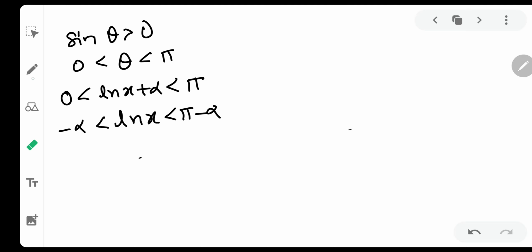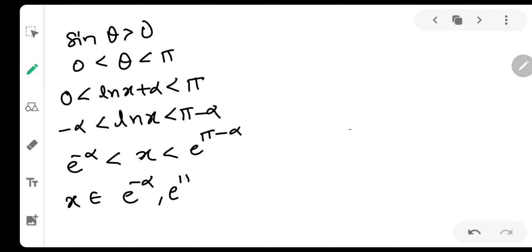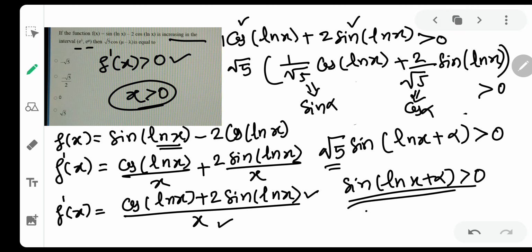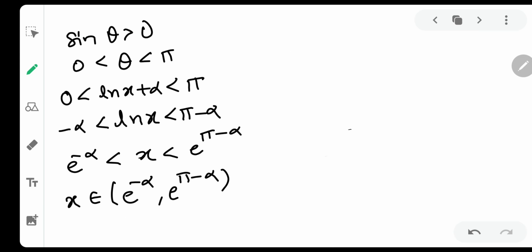Now let me apply exponential form everywhere. So exponential form, if applied, this will be e raised to minus alpha, this will be x, and this will be e raised to pi minus alpha. And there you go. Okay, so x is belonging to what? It is belonging to e raised to minus alpha, e raised to pi minus alpha. And there you go, you get the interval. But according to them, the interval is e raised to lambda and e raised to mu. That's it. Instead of lambda, we have minus alpha, and instead of mu, we have pi minus alpha. That's it. We got the values of lambda and mu.